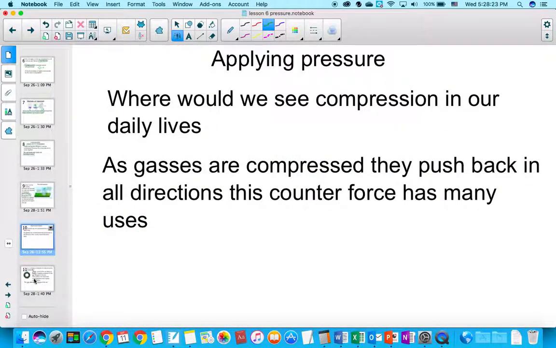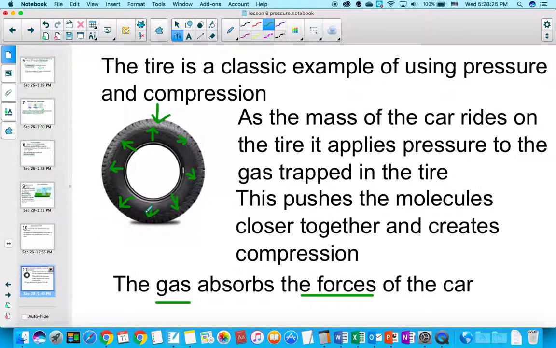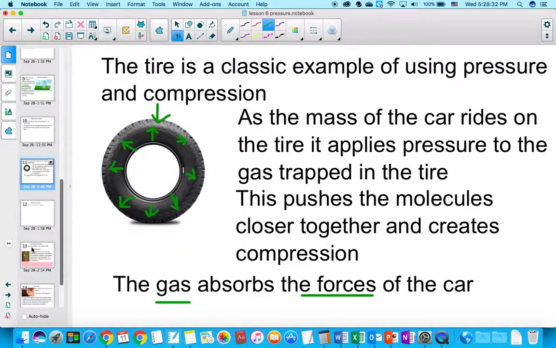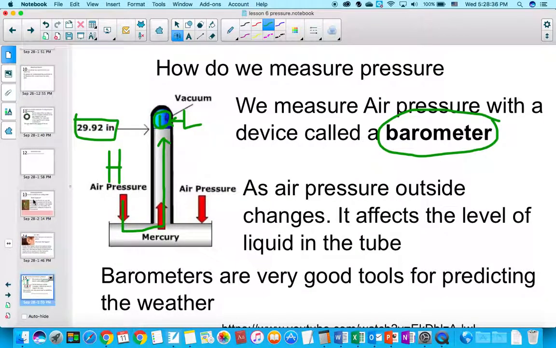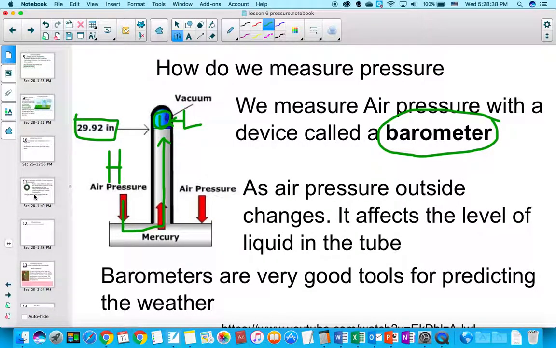right? Applying pressure. You should know at least one example, and the tire is probably the best one, of how pressure is applied in daily life. You could also use the ear popping or the barometer as application of pressure, understanding how barometers work, and understanding how it's used to predict the weather.